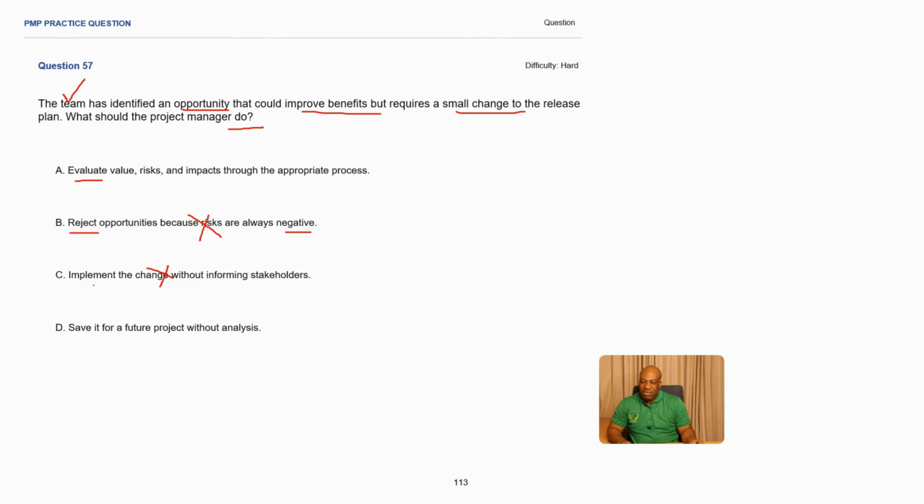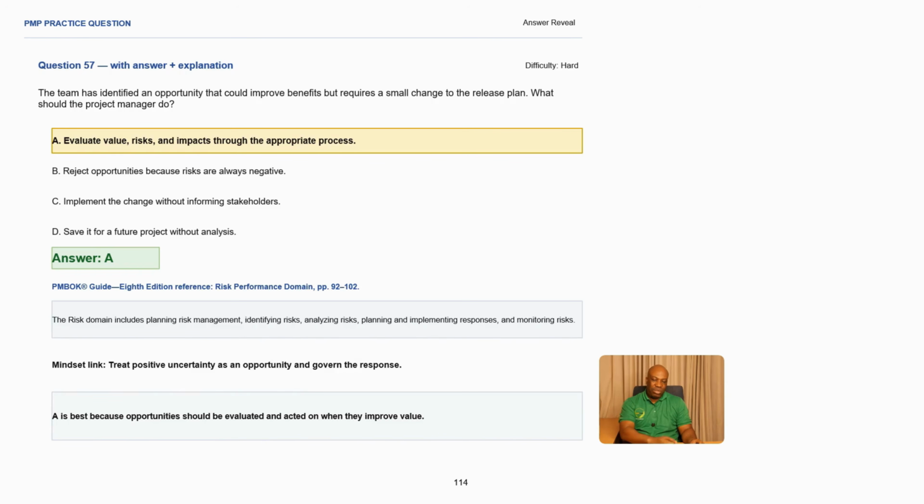D, save it for future projects without analysis. The only problem here is without analysis. You need to analyze the problem first, check the impact, and so on. So, making A the best answer in this scenario because you're evaluating value, risk, and impact through the appropriate process.